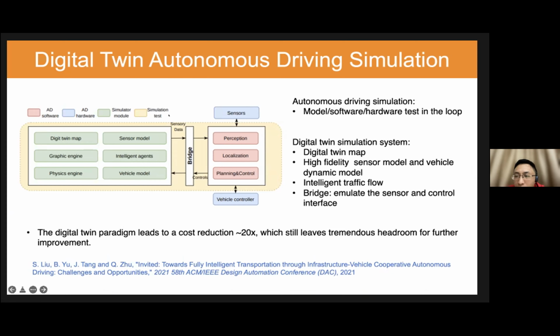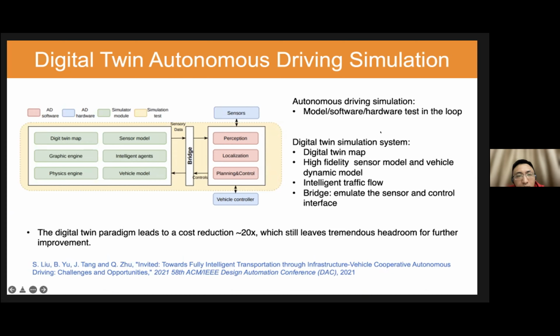The digital twin simulator includes a digital twin map and high fidelity sensors and vehicle models. We built the digital twin map from the high definition map used by autonomous vehicles. We use a graphical engine to render sensor streams and a physical engine to simulate the vehicle movement and the interaction between traffic. So the simulator can generate sensor streams for the autonomous driving software, and the software sends control commands back to drive the simulated vehicles.